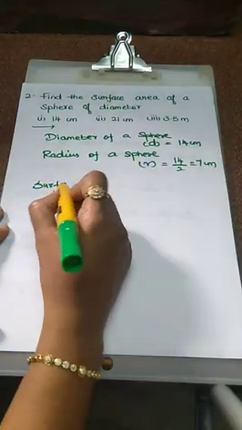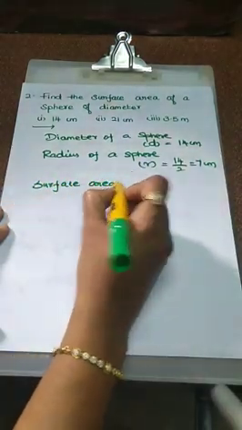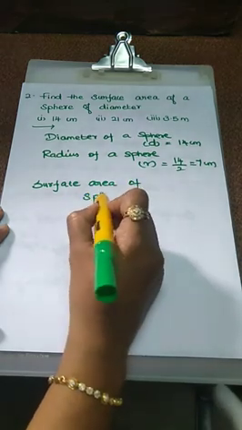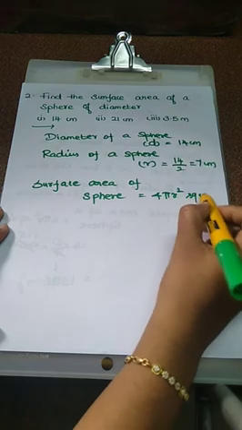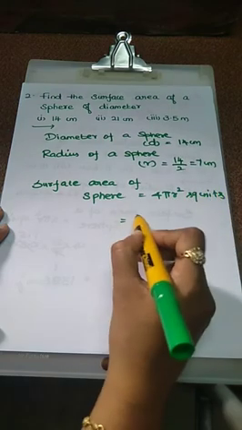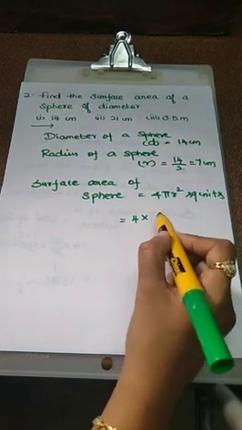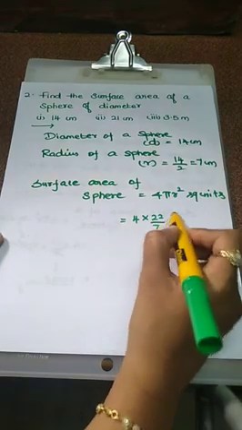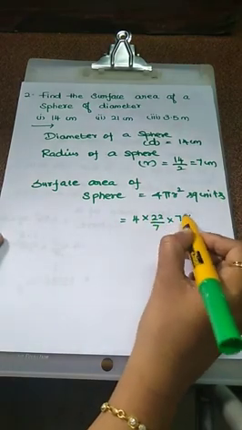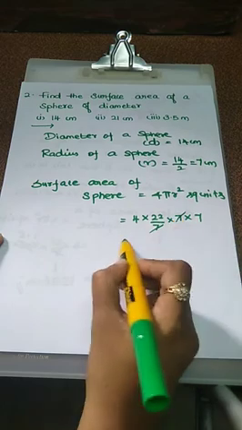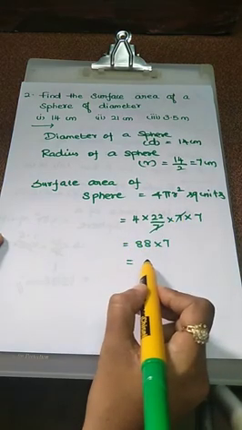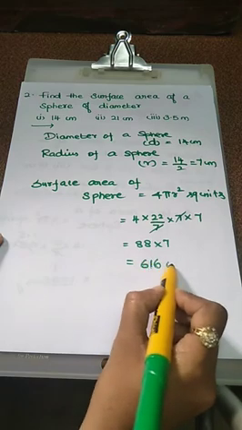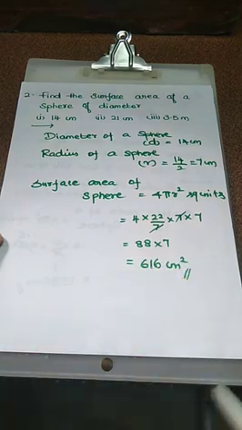Next we calculate the surface area of a sphere. What is the formula? 4 pi r square units. So apply the values. 4 into pi value 22 by 7 into r value 7 into 7. 7 7 cancel. So 88 into 7. What is the value? 616 centimeter square. That's all.